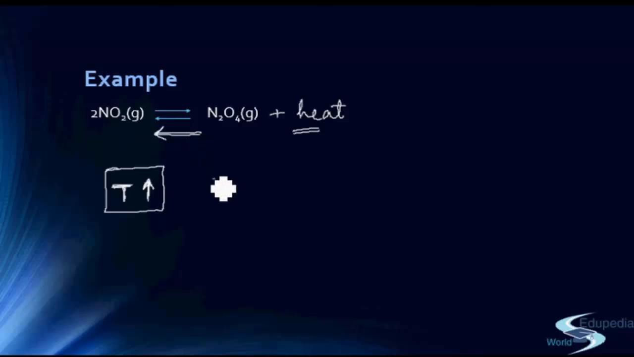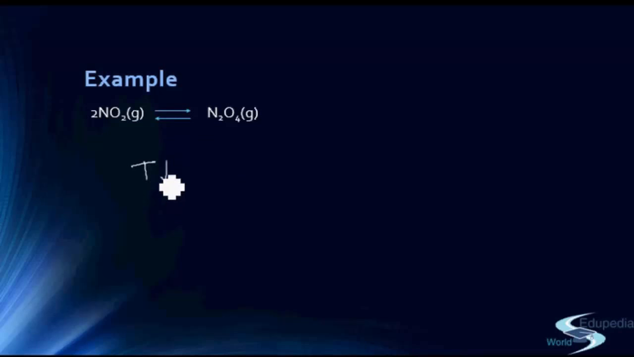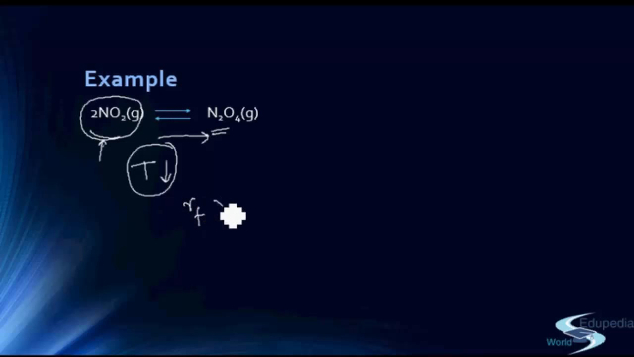Whereas if I externally, forcefully decrease the temperature of this system, since it is an exothermic reaction, decreasing the temperature will shift it in the forward direction. That is, now more and more NO2 will get consumed and form N2O4. That is, the rate of the forward reaction will increase and become more than the rate of the backward reaction, and it will keep on being so until equilibrium is established once more.